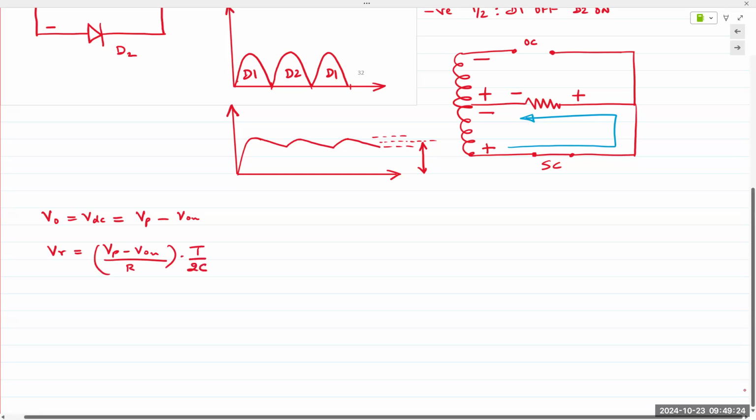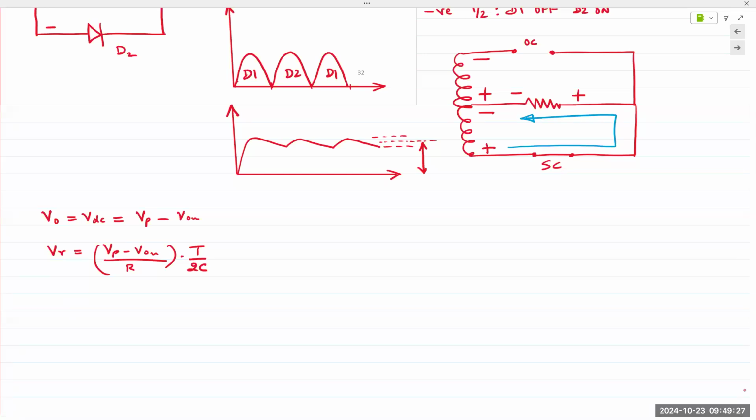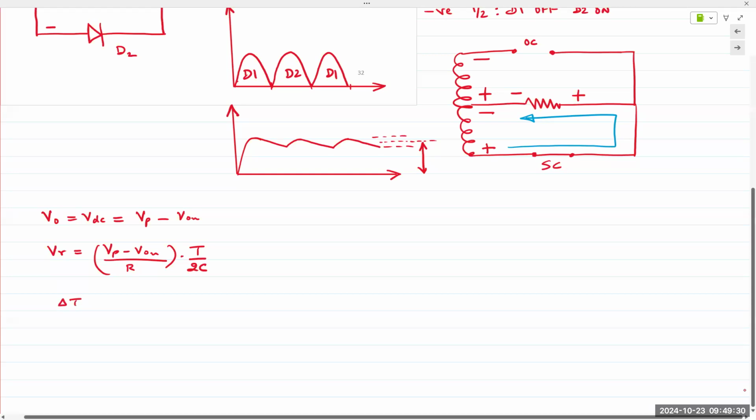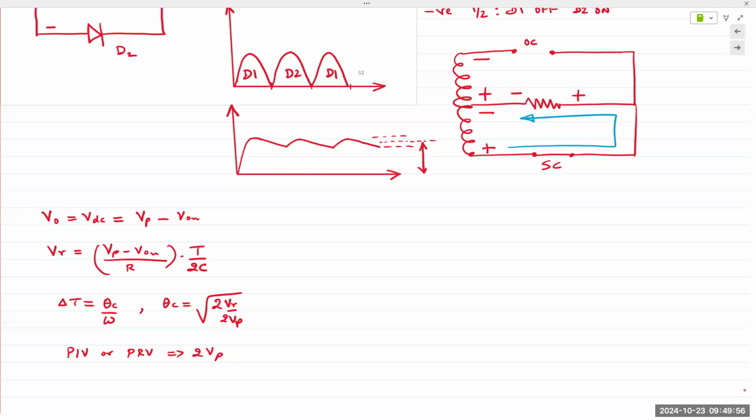Full wave rectification. Delta T is still the same, C over omega. And theta C is 2VR over 2VP. And peak inverse voltage or peak reverse voltage is 2 times VP. For all three of them, you can see there is a direct relationship between the ripple voltage and the capacitor value.